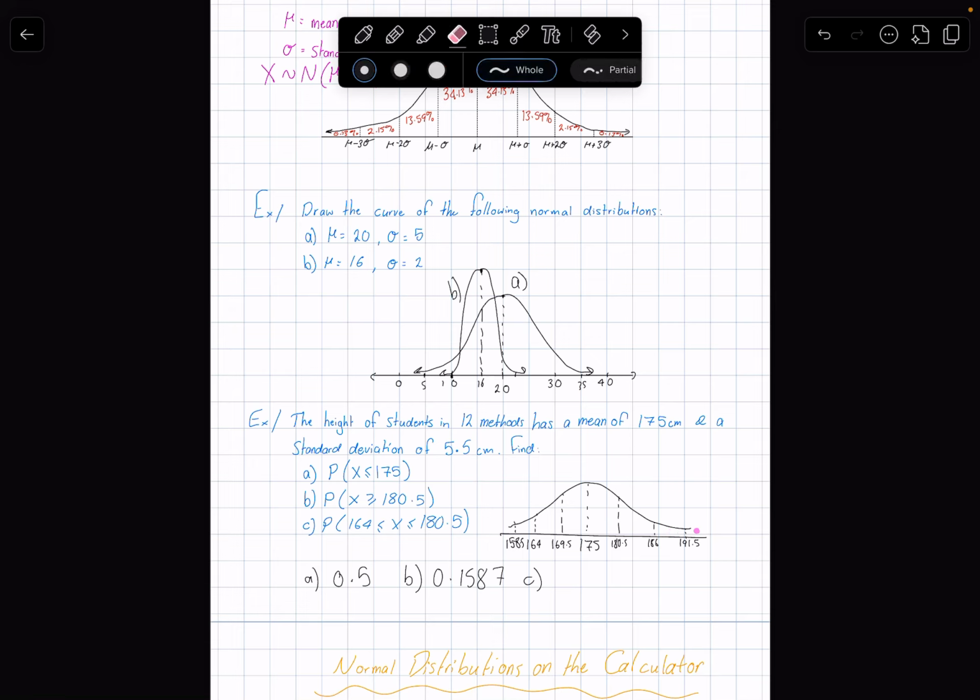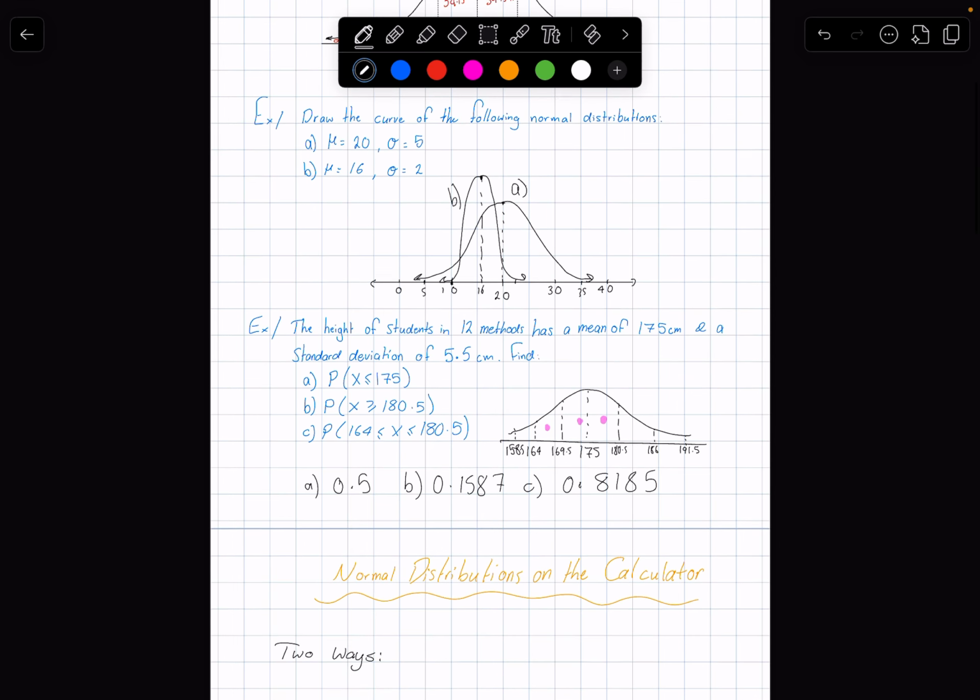The next one, we're looking between 164 and 180.5. So 164 to 180.5. I'm adding 13.59 to 34.13 plus another 34.13, and I get 0.8185. So they're the probabilities that a certain randomly selected student will be within that height range.